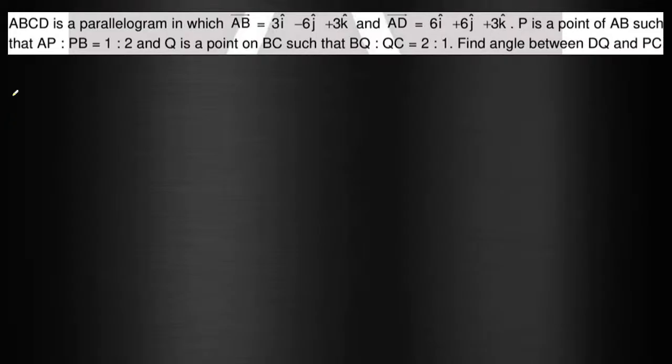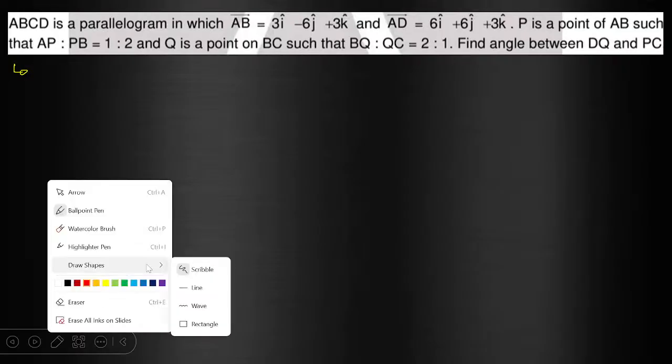So moving on, we will have a question here. ABCD is a parallelogram. AB is given, AD is given. P is a point on AB such that AP to PB is 1 to 2, and Q is a point on BC such that BQ to QC is 2 to 1. Then find the angle between DQ and PC. Okay, no problem.